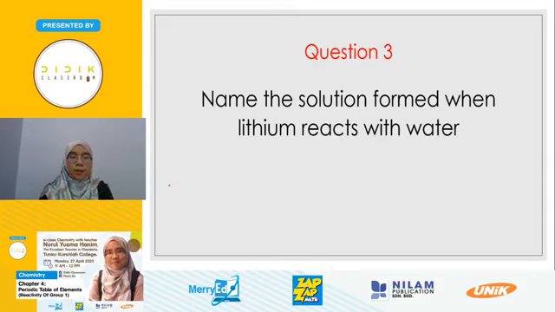Now the next question. Name the solution formed when lithium reacts with water. You may answer in the comments. You put question 3, dash, and the answer.